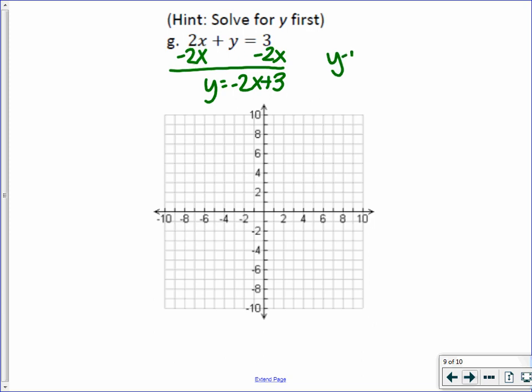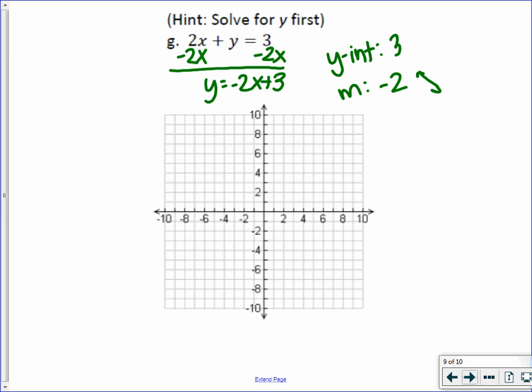So my y-intercept and my slope. Now that my y is by itself, I can identify that. So we have a negative 2 for our slope. We're going in the negative direction. And my y-intercept is 3.